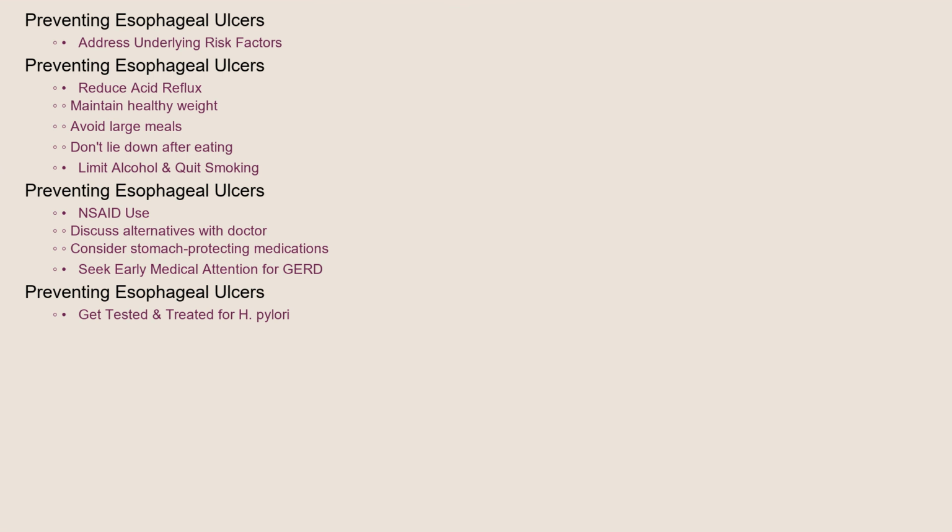Preventing esophageal ulcers involves addressing the underlying risk factors. Maintaining a healthy weight, avoiding large meals, and not lying down immediately after eating can help reduce acid reflux. Limiting alcohol consumption and quitting smoking are also important. If you need to take NSAIDs regularly, talk to your doctor about alternative pain management options or taking medications to protect your stomach lining. If you experience frequent heartburn or other symptoms of GERD, seek medical attention early to prevent the development of ulcers. Getting tested and treated for H. pylori infection can also prevent ulcers.